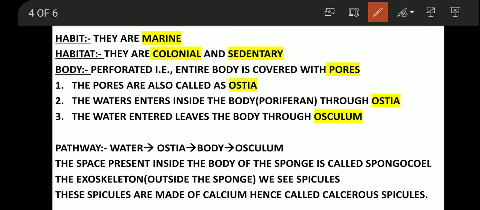The exoskeleton is made up of spicules. We see spicules in the exoskeleton.